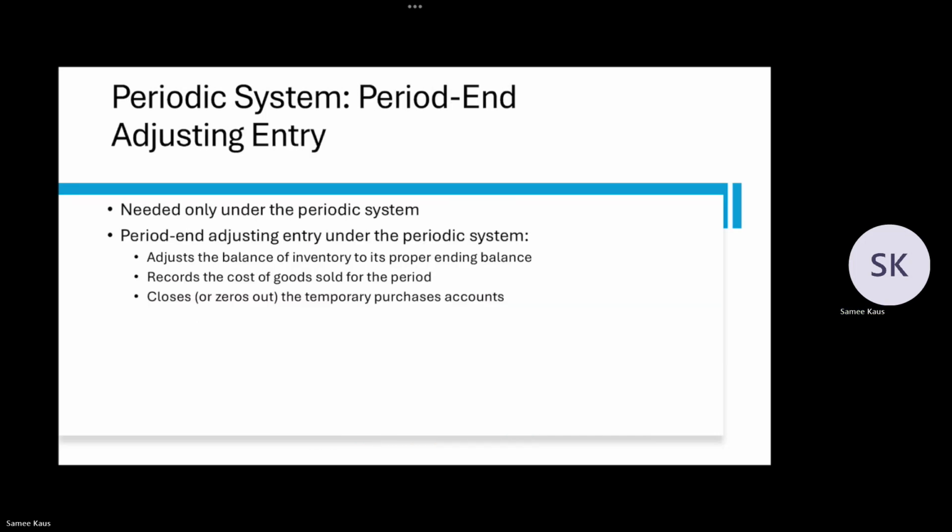Okay. So the last thing that we need to do under a periodic is have a period end adjusting entry. And this period end adjusting entry is only needed under the periodic because it accomplishes getting my balance of inventory to what I need it to be. Why do I not need that under perpetual? Because my inventory account is always being impacted and the most up to date. So I record my cost of goods sold for the entire period because I didn't have individual cost of goods sold journal entries throughout this time, right? And I close out all of my temporary purchase accounts.